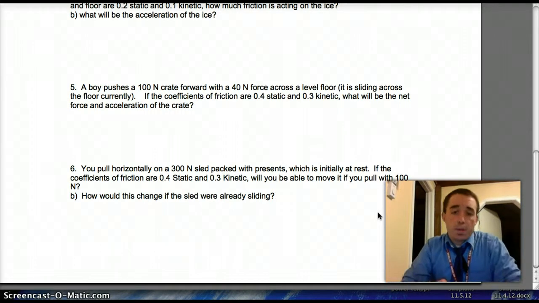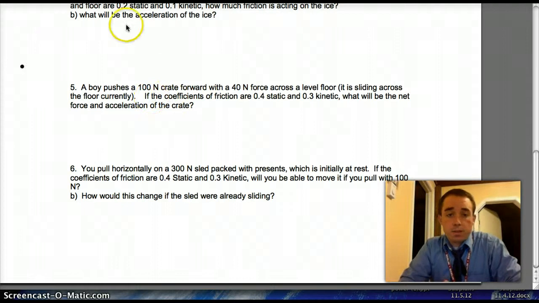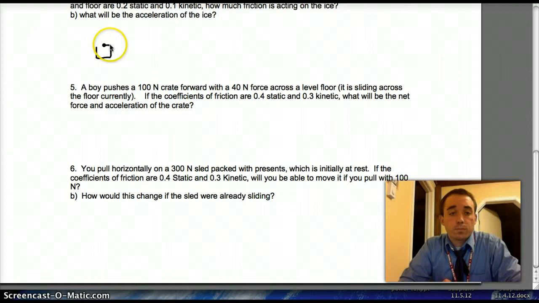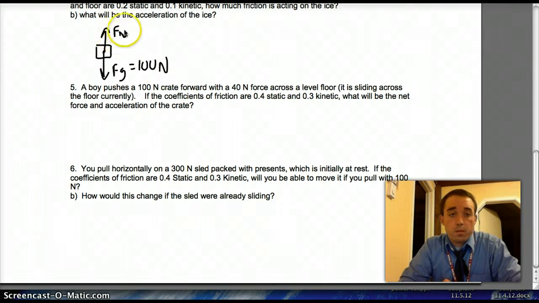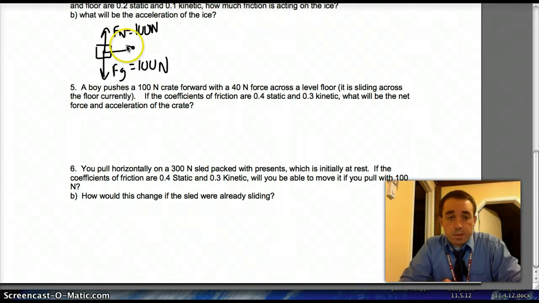Alright, so this is an interesting problem because we have a couple forces we have to deal with. First one, boy pushes a 100 Newton crate. So I'm going to just use this space up here. So we have a force of gravity of 100 newtons, which means we have a normal force of 100 newtons. Pushing forward, we'll say to the right is forward because we like the right. Force applied, not 100, at 40 newtons.